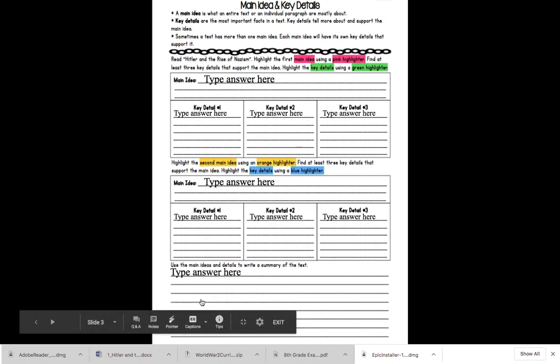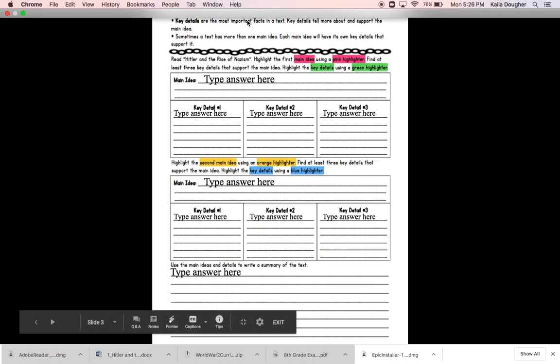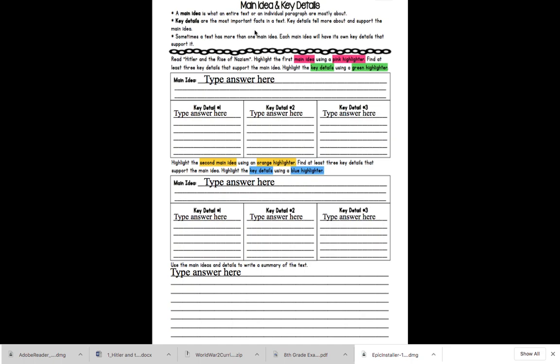Okay, so then we get here to the graphic organizer. We are working on main idea and key details. Essentially, I believe you guys have done main idea and key details since first grade or so. You probably did a lot of it in 4th and 5th grade, but I don't know how much of it you have done since, so I'm going to do a quick refresher. But a main idea is what the whole text is mostly about, or each individual paragraph. Okay, and then key details support that main idea.